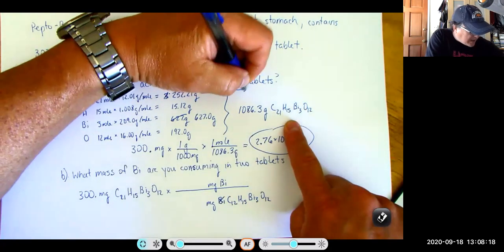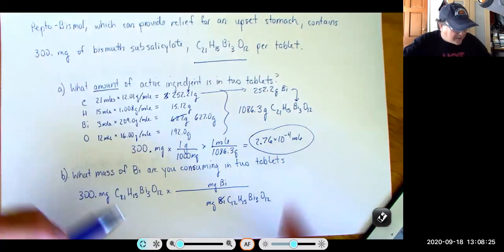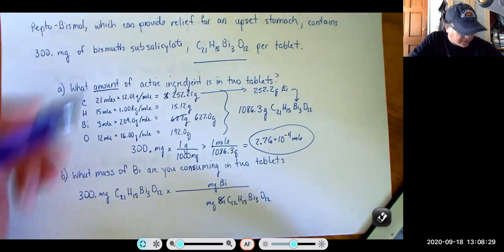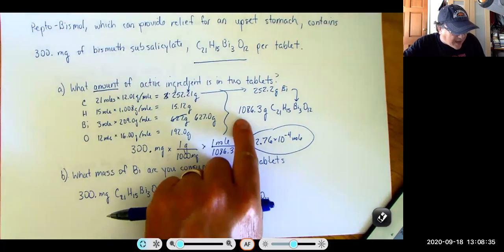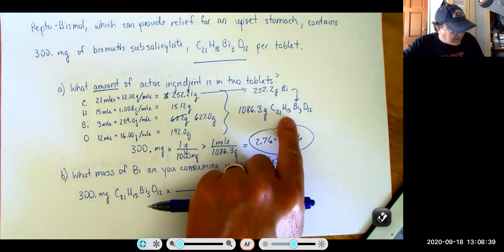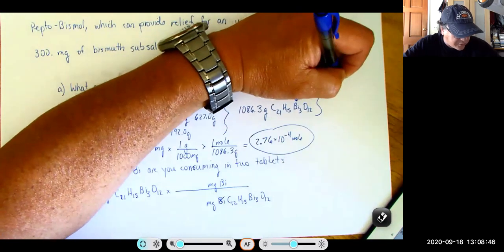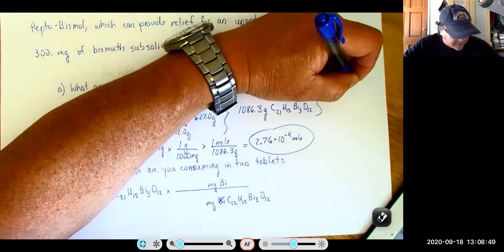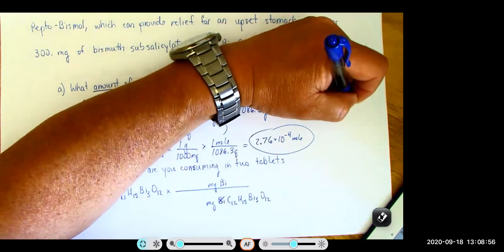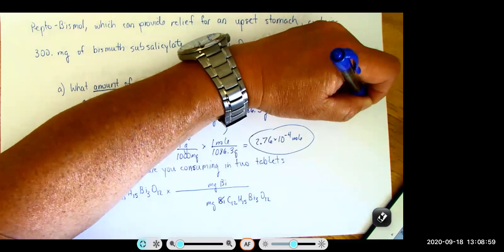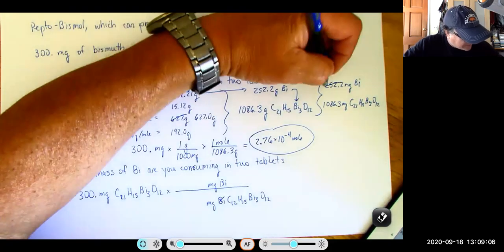Here, we have 252.2 grams of bismuth in here. Can we use these 2 numbers down here? And the answer is absolutely. If there's 252 grams of bismuth in 1,086.3 grams of bismuth subsalicylate, that also means that there's 252.2 milligrams of bismuth per 1,086.3 milligrams of subsalicylate. Tony, is that the 252, the amount of carbon though? Looks like we have bismuth down below. Right, thank you. Good catch.